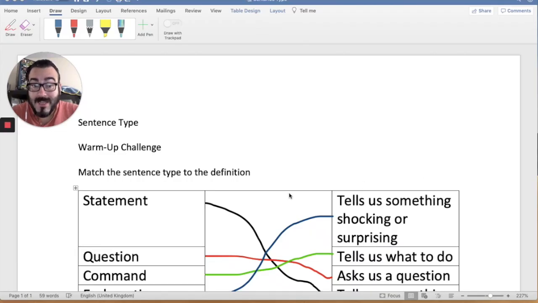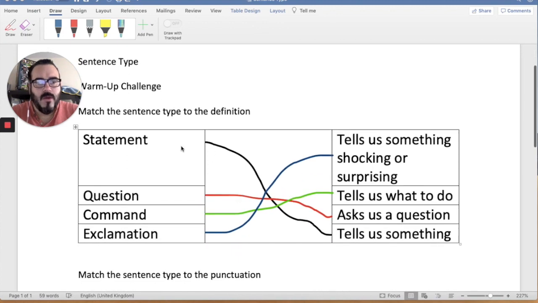Okay, so I've completed my warm-up challenge. Let's have a check of our work together, shall we? So we already said a statement tells us something. I've made them color-coded so it's easy for you to follow. A question, red, asks us a question.